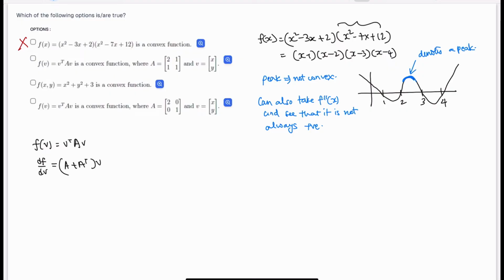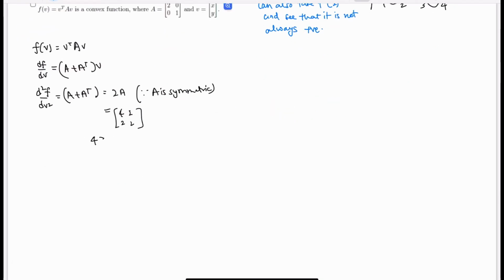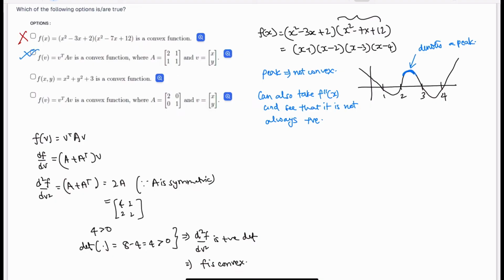V transpose Av. Now the derivative with respect to v will be A plus A transpose multiplied with v, and the double derivative will be A plus A transpose, which is nothing but 2A because A is symmetric. Now this can be written as [4, 2; 2, 4]. Now observe that the leading coefficient 4 is positive and the determinant is 8 minus 4, which is 4, again positive. So we can conclude that the double derivative, the Hessian matrix, is positive definite, which means that f is a convex function. So in this case, f is convex.